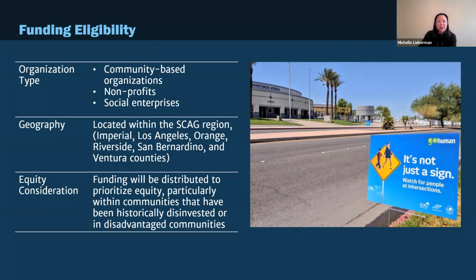As Andres mentioned, SCAG covers the Imperial, Los Angeles, Orange, Riverside, San Bernardino, and Ventura counties, and applicants from those counties are eligible. And the other thing to note is that SCAG will be prioritizing equity and considering equity in the funding decisions. So funding will be distributed to prioritize equity, particularly within communities that have been historically disinvested or in disadvantaged communities.